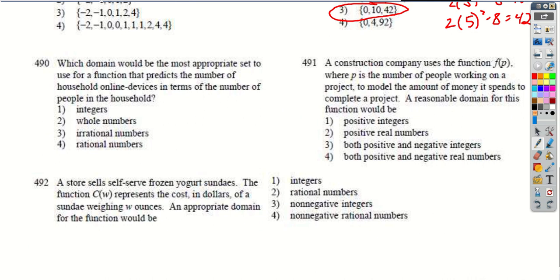So we have a household income or online devices and the number of people in the household. As the number of people goes up, the number of devices would go up. But what would the domain be? Can you have a negative amount of devices? And the answer would be no. Integers include negative numbers, so those are out.